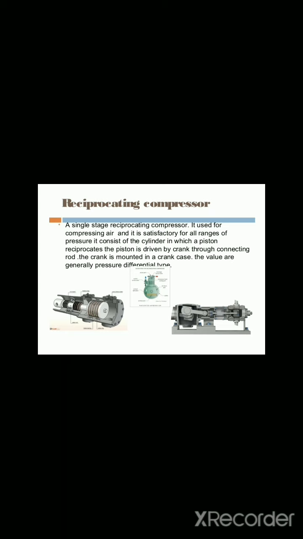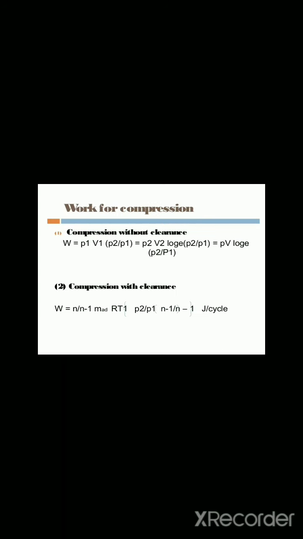As shown in the figure, these are the internal parts of an air compressor, a cylindrical type air compressor, where a number of accessories are connected. This is shown in the above figure. For the work of compression, this is the formula for compression without clearance, and the second one is compression with clearance. With clearance and without clearance, there is the work of compression. This is the formula.